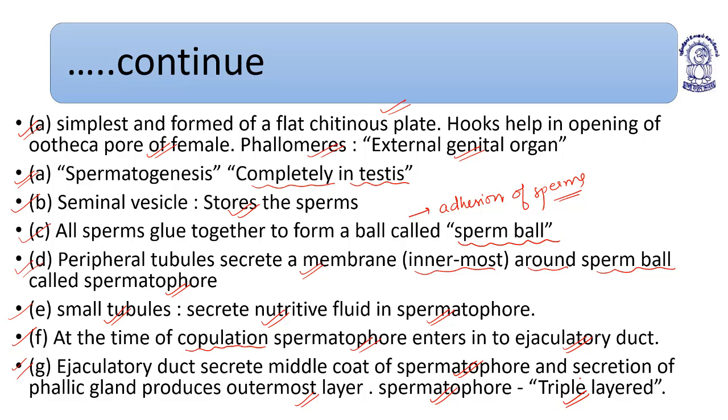In this triple layered structure, the outermost layer is the secretion of the phallic gland. The middle coat is the secretion of the ejaculatory duct, and the innermost layer is of peripheral tubules. Understood?